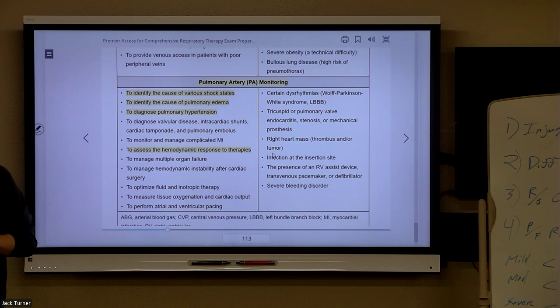And so true mixed venous gas tells me tissue oxygenation, essentially, because SvO2 tells me how well my tissues are picking up oxygen. Low SvO2, my tissues are really picking it up. High SvO2, my tissues cannot pick it up. That would be cyanide poisoning or septic shock or something of that nature.